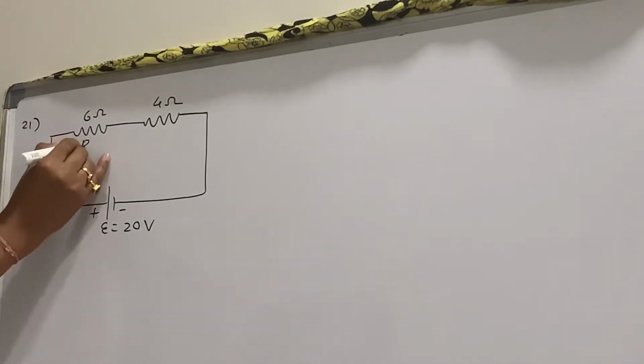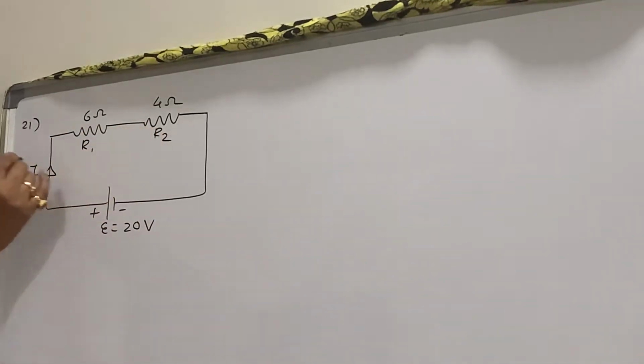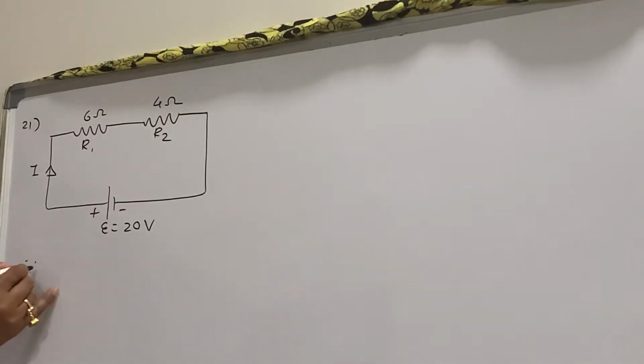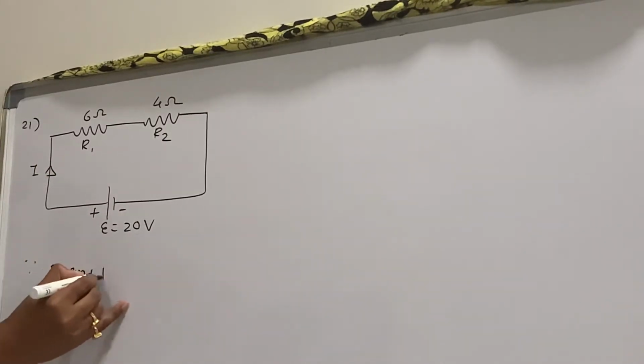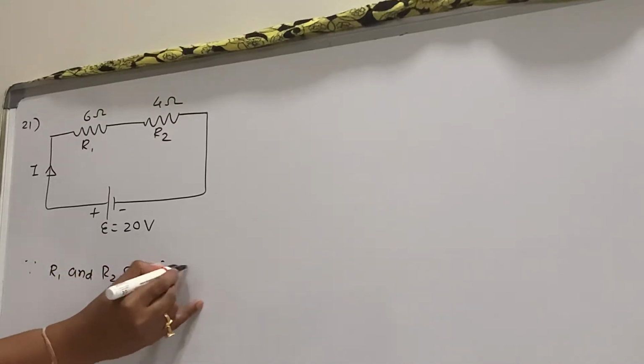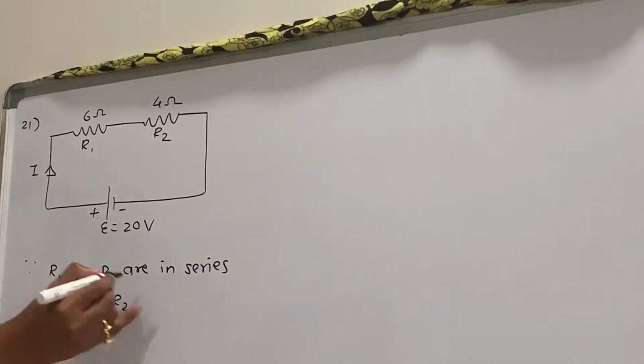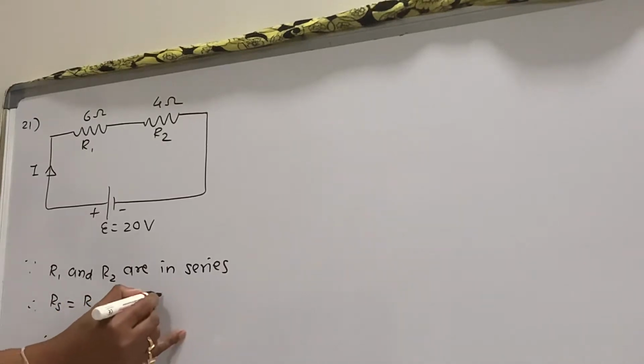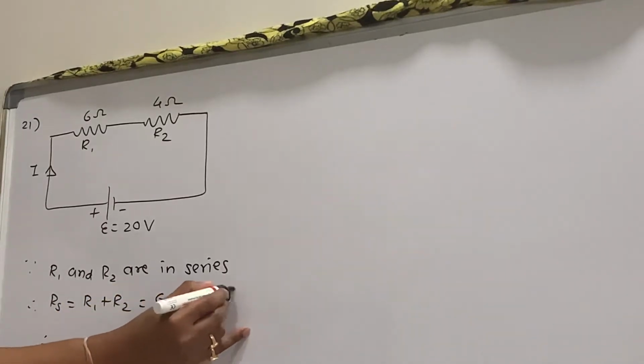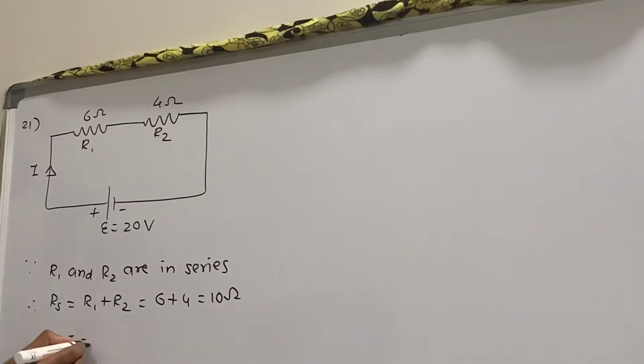So this is your R1, this is your R2, and they want the current. First of all, since R1 and R2 are in series, I can write RS is equal to R1 plus R2, which is equal to 6 plus 4, which is 10. So your current I is equal to EMF upon RS. Internal resistance is not given, so I will not consider it. This is 20 upon 10, which is equal to 2 ampere.